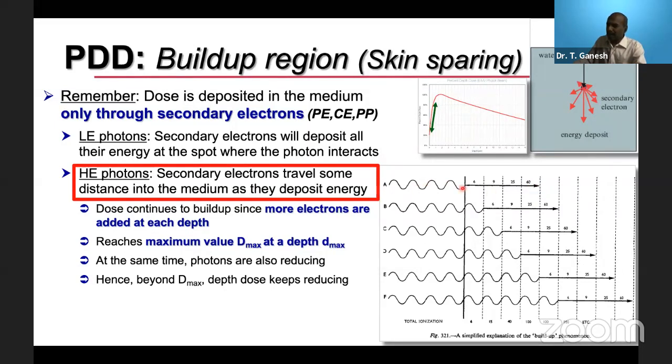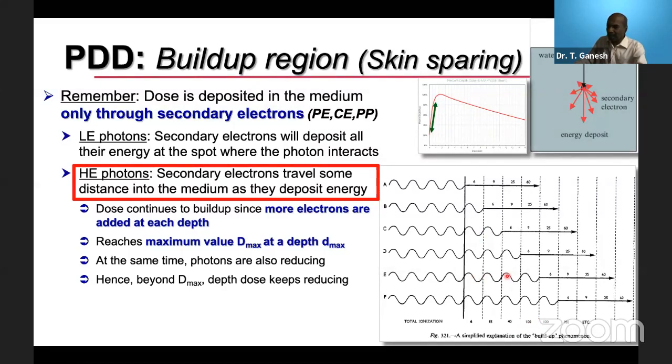Some photons interact at the surface, giving rise to a few electrons. Other photons interact after traversing 1 millimeter of tissue, giving rise to a few more electrons. Then some photons traverse 2 millimeters before they interact, and give rise to electrons like this. So when you add up, in the first millimeter you have very few electrons, only 6. In the second millimeter, there are more electrons, more ionizations, so you have 15 ionizations here. In the third millimeter, if you sum up all the ionizations, you get 40. And in the fourth, now it is 100.